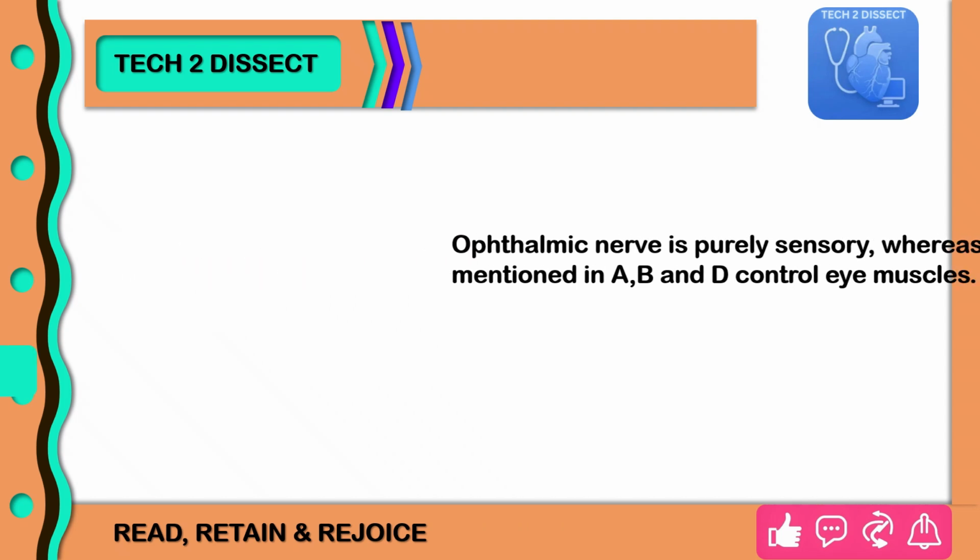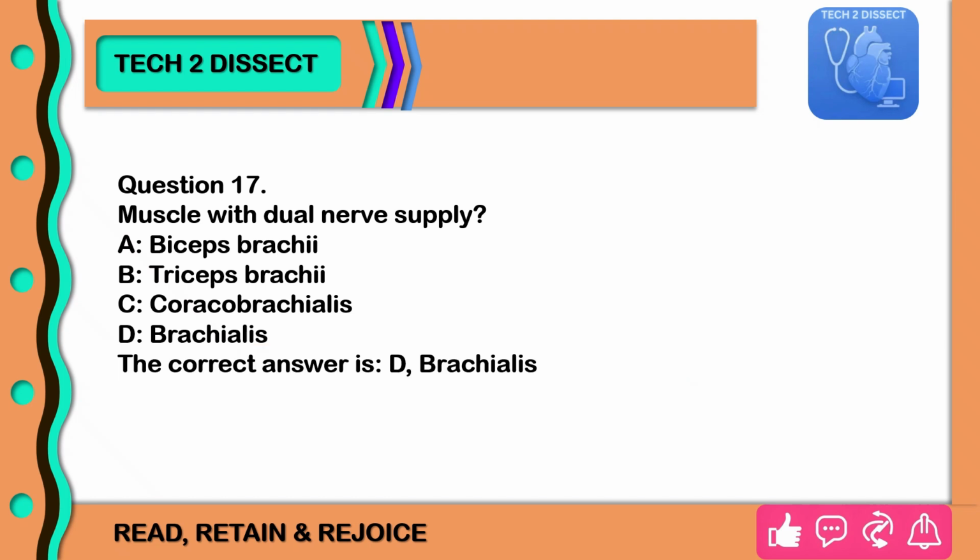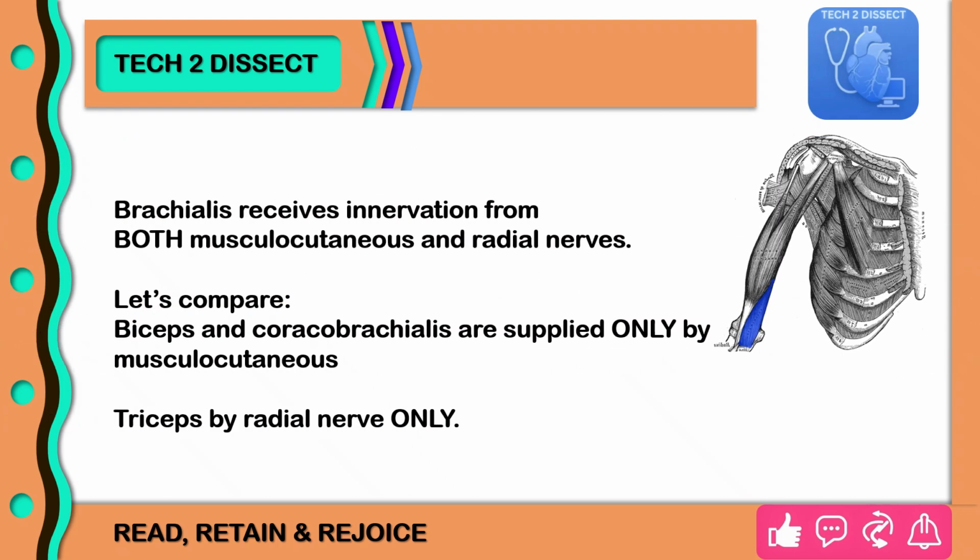Question 17. Muscle with dual nerve supply? A. Biceps brachii. B. Triceps brachii. C. Coracobrachialis. D. Brachialis. The correct answer is D. Brachialis. Brachialis receives innervation from both musculocutaneous and radial nerves. Let's compare. Biceps and coracobrachialis are supplied only by musculocutaneous, triceps by radial nerve only.